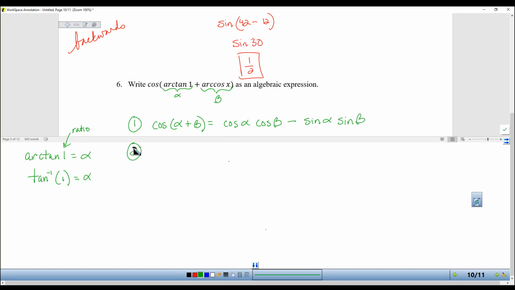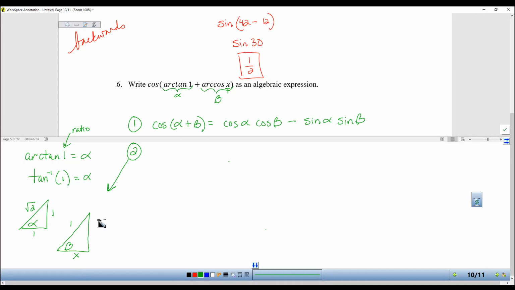Step 2, remember, is to draw the triangles. So for my alpha triangle, it says that tangent is 1. Well, since tangent is opposite over adjacent, that's what it would look like. And then if you did the Pythagorean theorem, you would get the square root of 2 for the last side. In your beta triangle, it says that arc cosine of x is equal to beta. So cosine is, think of it as x over 1, adjacent over hypotenuse.